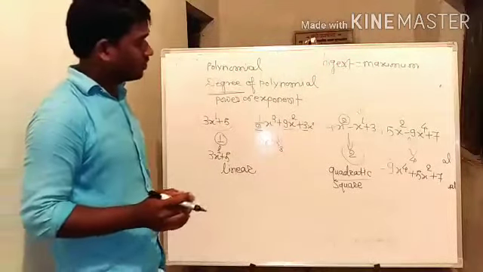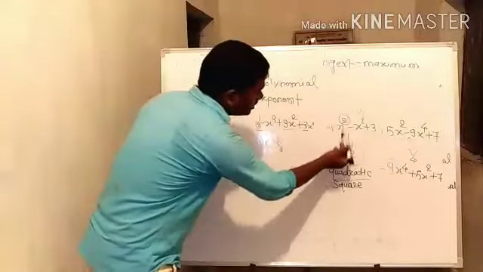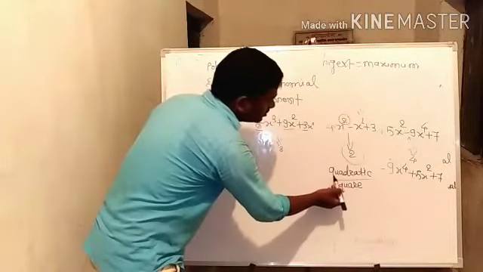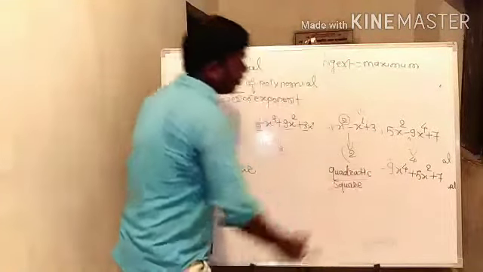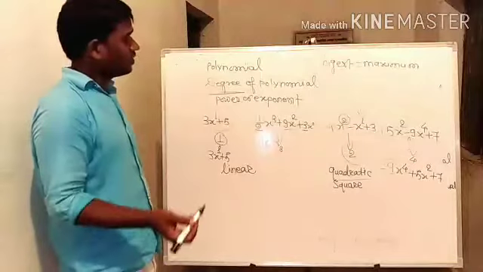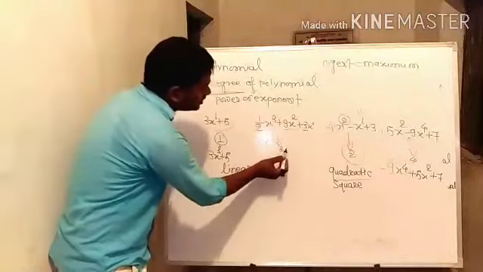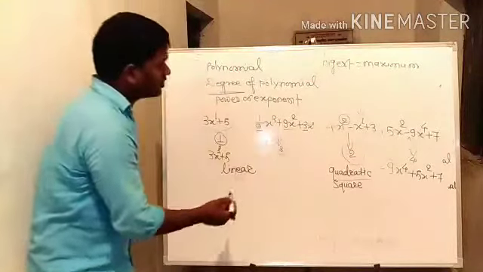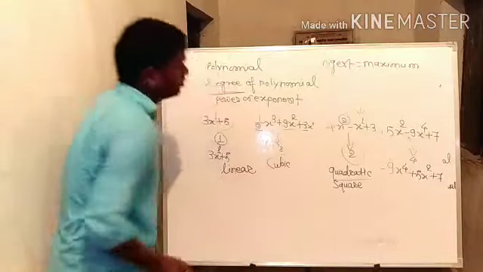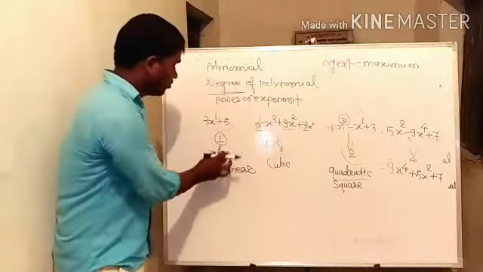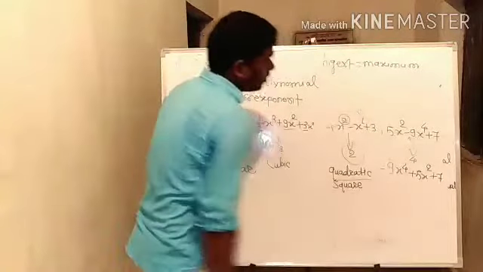Next class we will read about the quadratic equations. When the degree of this polynomial is 2, this type of polynomial is known as quadratic polynomial, and another name is square polynomial also. When the degree of the polynomial is 3, then this type of polynomial is known as cubic polynomial. 1 is linear, 3 is cubic, and 2 is quadratic.